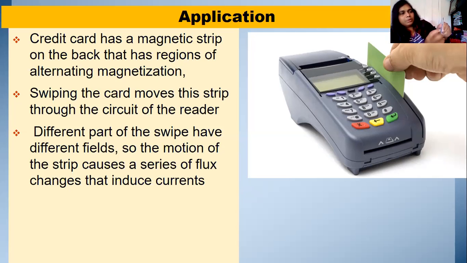Yeah, I'm talking about this stripe. Right? So this strip is a magnetized strip. According to your credit card number, it will have a different pattern organized inside. So when you sweep it through the credit card reader, it will induce a current according to the magnetic field change that happens according to your number, and it will induce a current in the circuit and read it for you.